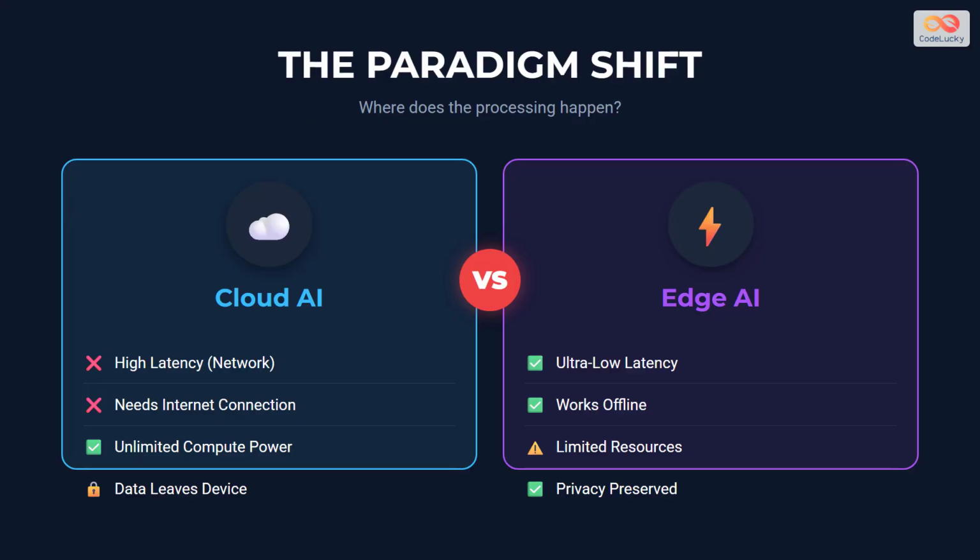To understand the value, we need to compare it with the traditional cloud AI model. Cloud AI is powerful, but relies on an internet connection and suffers from latency or lag. Edge AI, on the other hand, processes data instantly on the device. While it has less raw computing power, it gains massive advantages in speed, privacy, and offline capability.